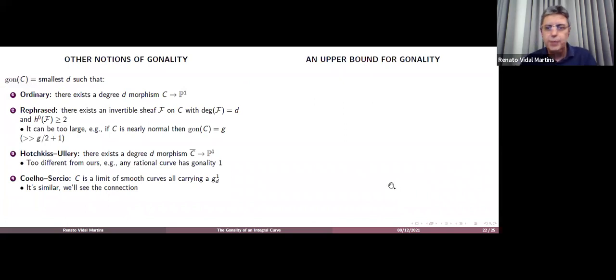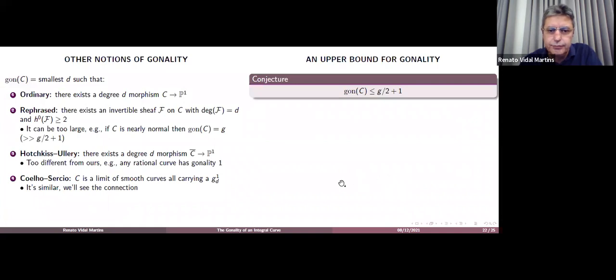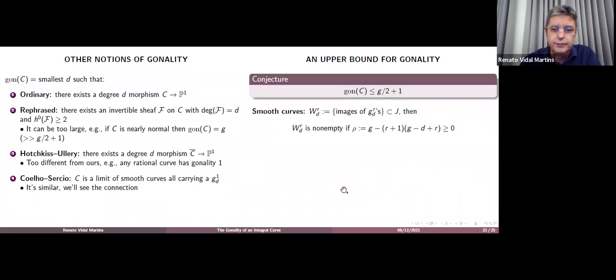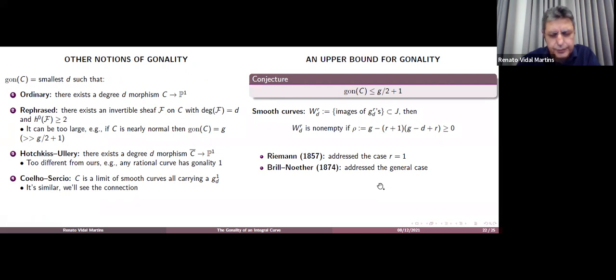So let's discuss now an upper bound for gonality. The conjecture is that the gonality is at most G divided by 2 plus 1. For smooth curves, this comes from a very well-known result when you consider the Brill-Noether variety, which is non-empty if the Brill-Noether number ρ is greater than or equal to 0. Many people addressed this. Kleiman in 1857 addressed the case R equals 1. Brill and Noether, for sure, in 1874 addressed the general case.